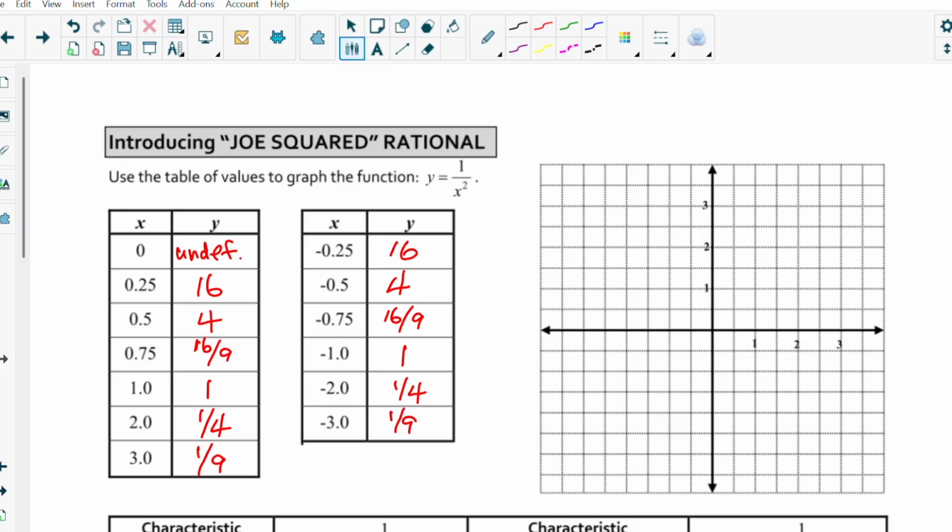No matter what the x value is, you see this already: x value is negative, x value is positive, the function is always positive, so the y value is always positive. Let's graph this up and see what it looks like. 0 is undefined, so I'm going to have my asymptote. Let me draw my vertical asymptote, then I can see my function better.